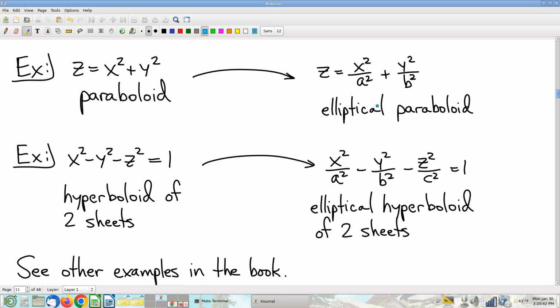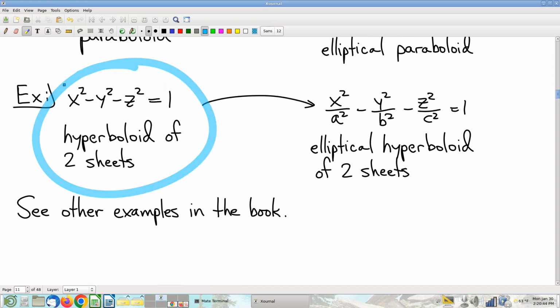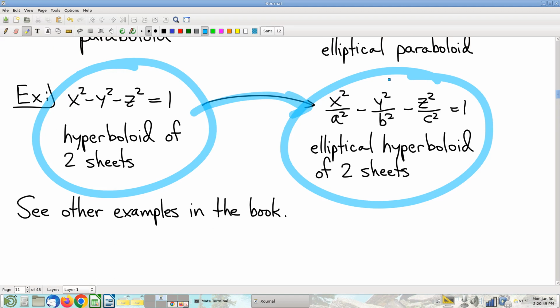Okay. Likewise, hyperboloid of two sheets. We already studied this one. Various replacements. Big surprise. This kind of stretches things out in various amounts in various directions, and you get an elliptical hyperboloid of two sheets.